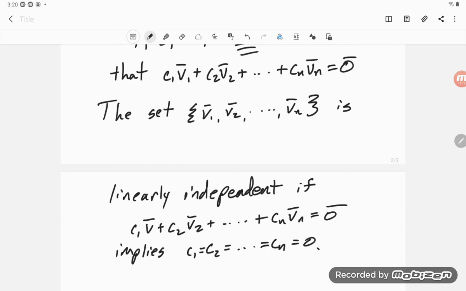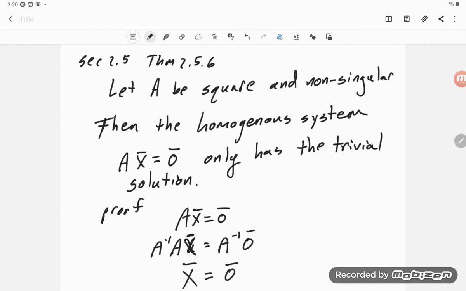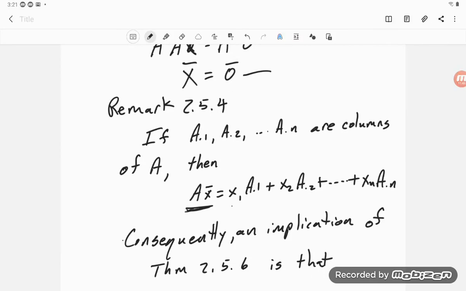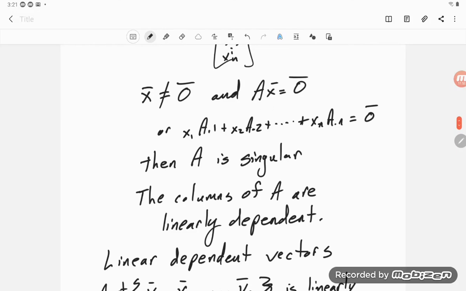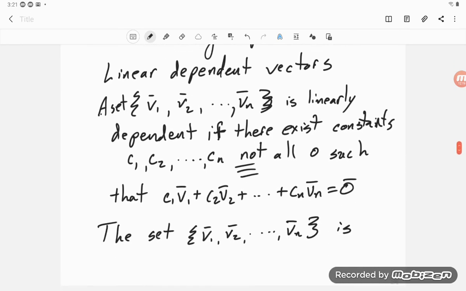Okay, and so that's what we're seeing with this theorem here, is that if AX equals the 0 vector implies the only answer is x equals 0, then A is non-singular and its columns are linearly independent. However, if there is a non-zero solution, okay, so if I can solve this such that the x isn't 0, then A is singular and the columns of A are linearly dependent. Okay, so those are the implications they're making out of theorem 2.5.6.